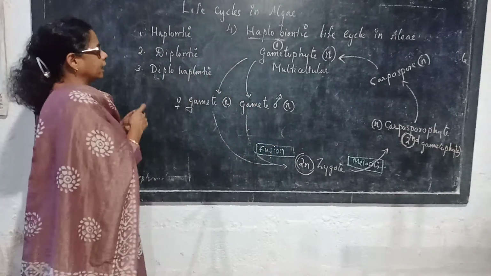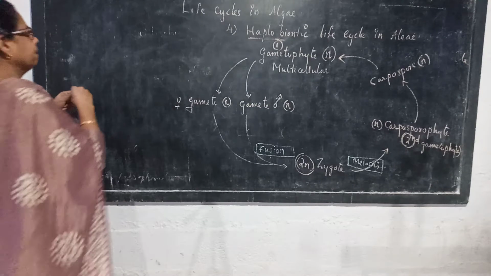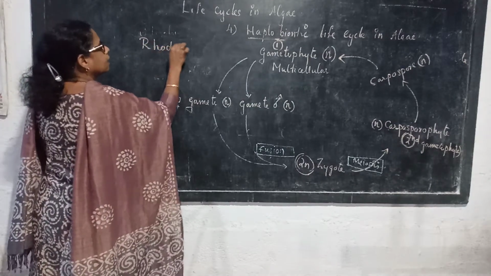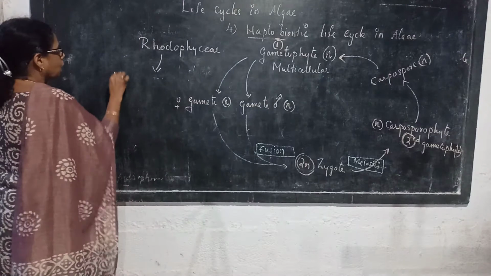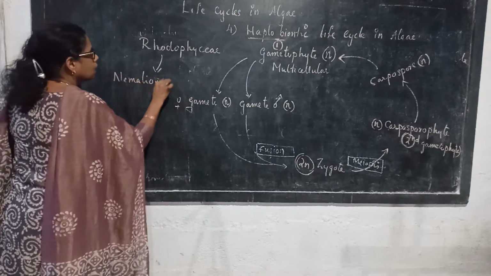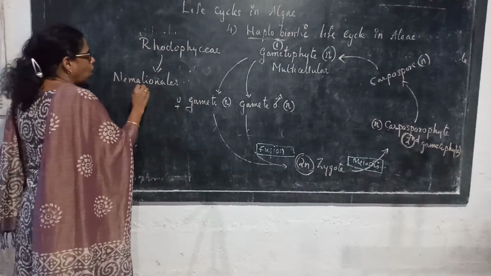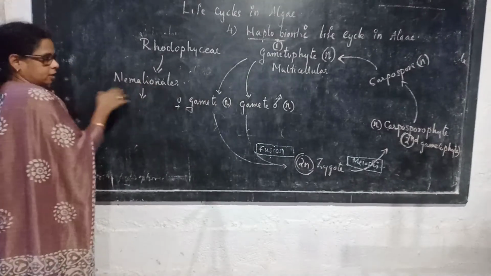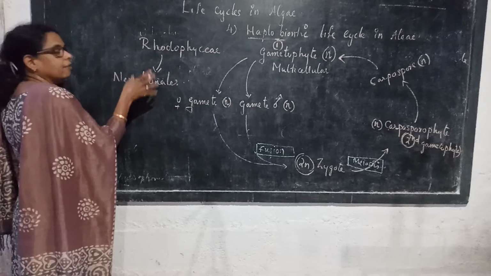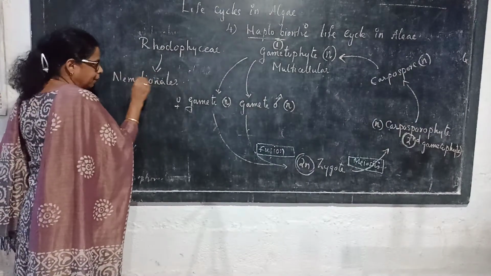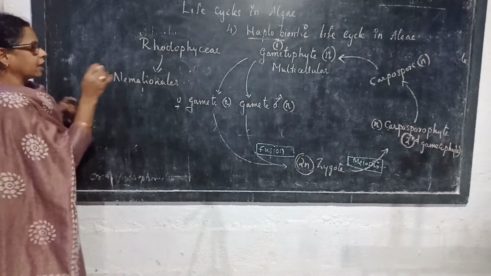Now this haplobiontic type of life cycle is exhibited by some Rhodophyceae members. Rhodophyceae means red algae. Some Rhodophyceae members which belong to the order Nemaleones. So Nemaleones is a particular order coming under the class Rhodophyceae. This particular order is divided into different families and they contain different genera. So all the algae which belong to this particular order exhibit what type of life cycle? Haplobiontic type of triphasic life cycle.